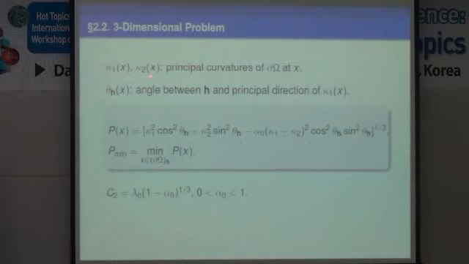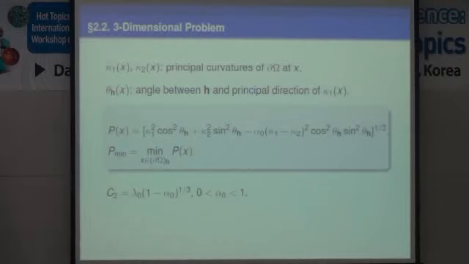kappa 1 and kappa 2 the principal curvatures of the surface, and let me denote by theta sub H the angle between the applied field H and the principal direction corresponding to kappa 1. Okay, an angle between applied field and one principal direction. And then we can define the function P of x, and it depends on the geometry, kappa 1, kappa 2, and on the angle between the applied magnetic field and the geometry. Okay, so it depends on both the geometry and the applied field. Actually, the relation between applied field and the geometry.